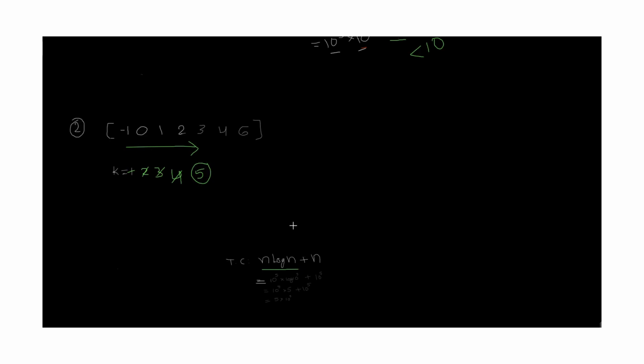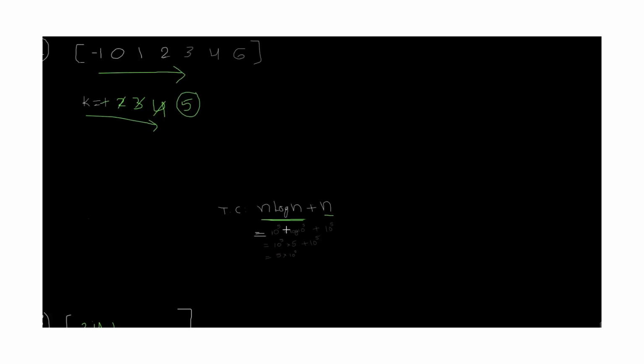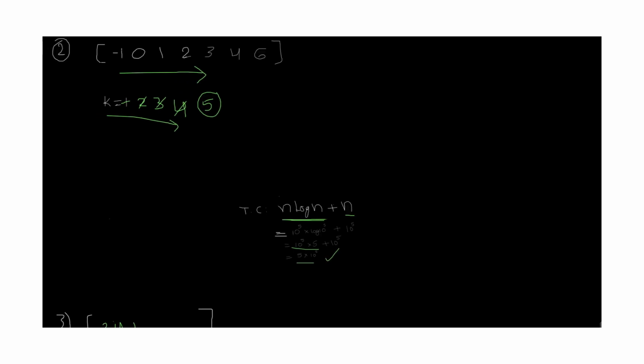In this approach, the time complexity will be n log n for sorting, and n for checking the k, so 10 power 5 into log of 10 power 5 plus 10 power 5. So 10 power 5 into 5, because log 10 power 5 is 5 into log 10. The maximum among these is 10 power 5, so the maximum time complexity will be 5 into 10 power 5. So it will work. But in this approach, the time complexity will be the maximum of these, n log n.